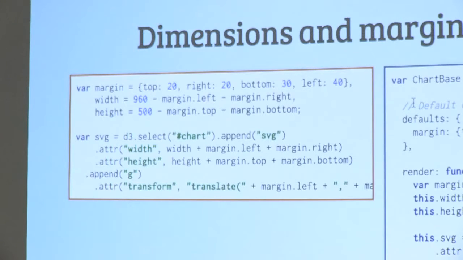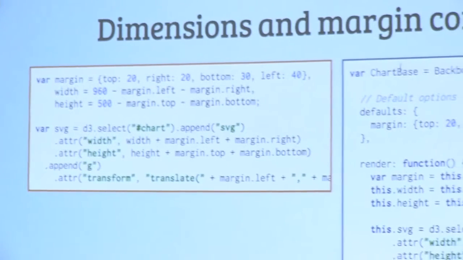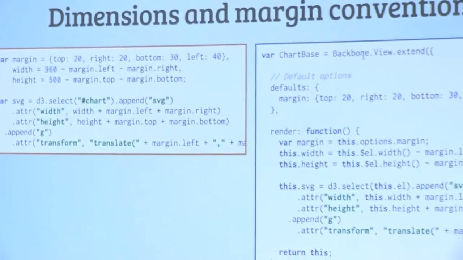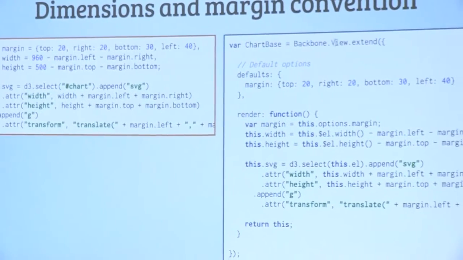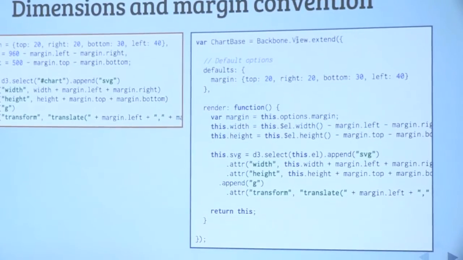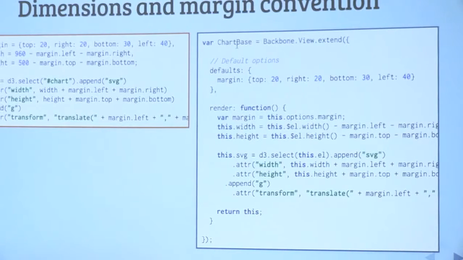We have a view, so we're extending a Backbone view. This is the base view that's handling a DOM element. And we're building a base chart class, so it's handling all kinds of charts. And this is all the functionality that can be shared between different types of charts. So we have the margin as a default option, so we don't have to define it every time if we don't want to.